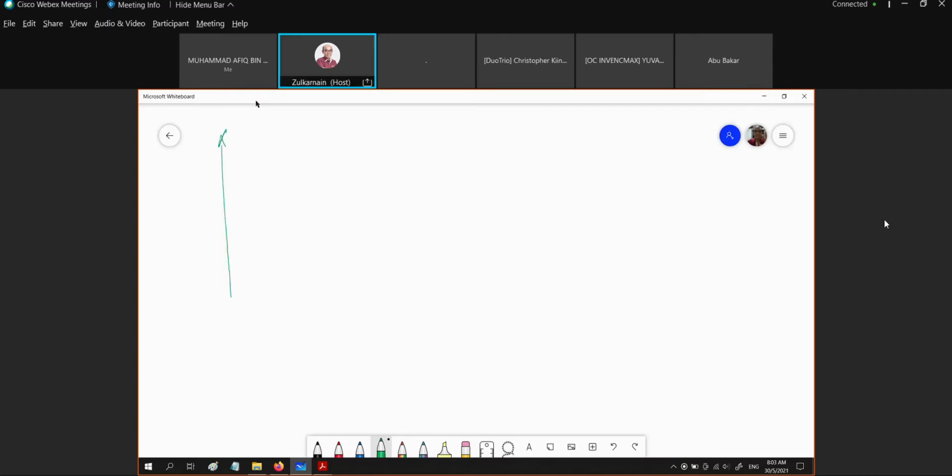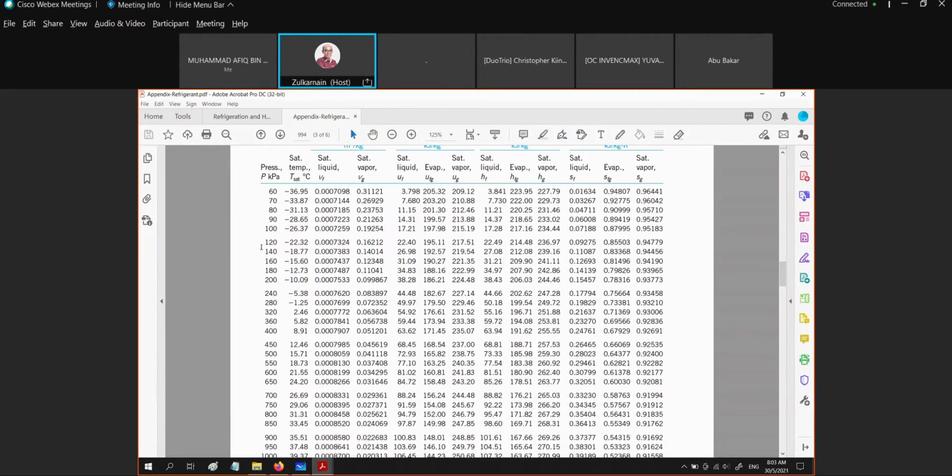So this is our TS diagram. This is the saturation line for the R134A. So if we have 100 kPa, at this pressure the temperature we are getting is around minus 26 degrees C. This is based on this table. Okay, so we are getting this value.